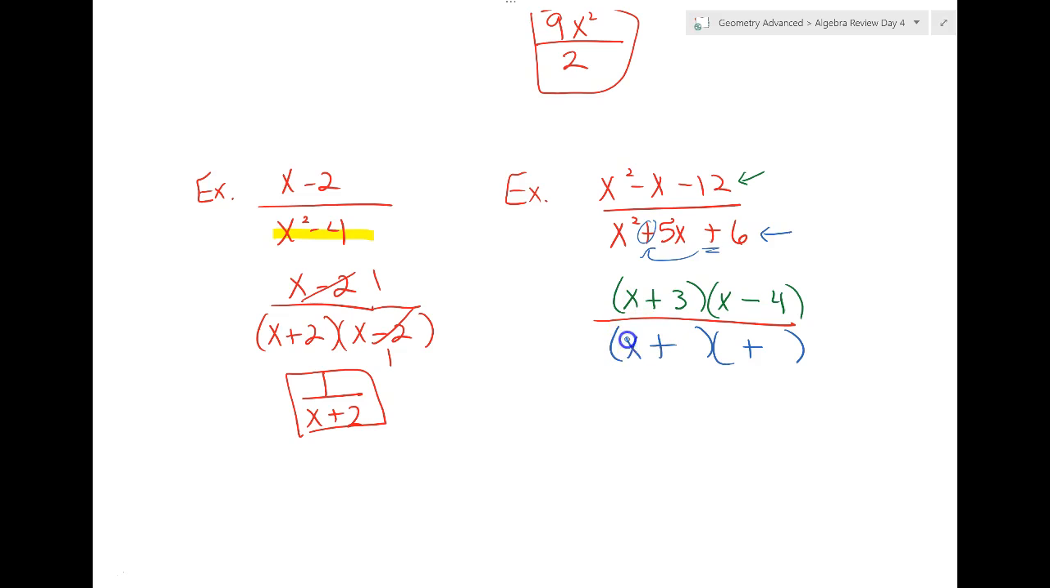I have an x squared, so I have an x and an x. And then I have a 6. Well, then I have to go, what two numbers multiply together to be 6, but add together to be 5, and we go 2 and 3.